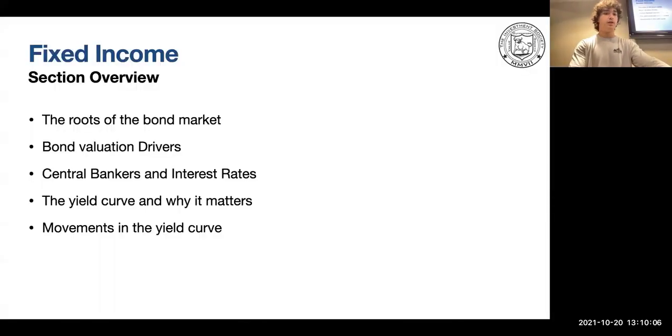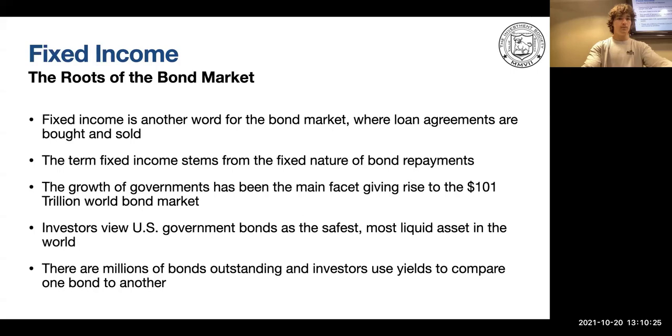And then for fixed income, as they put it, was another word for bonds. So this section covered the roots of the bond market, bond valuation drivers, central bankers and interest rates, and then the yield curve and why it matters, and then movements in the yield curve. So the roots of the bond market: fixed income is another word for the bond market, where loan agreements are bought and sold.